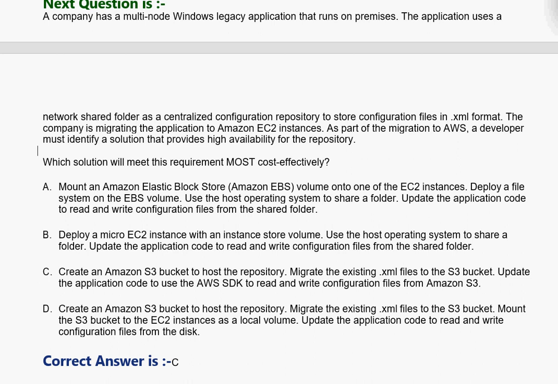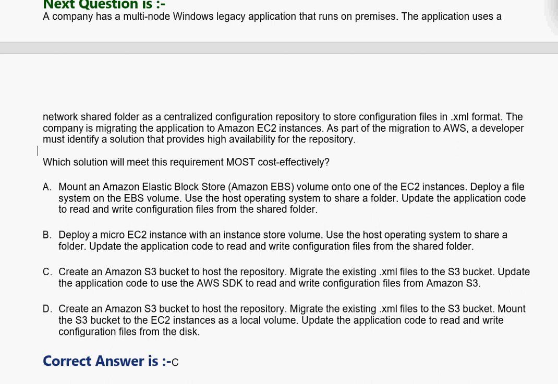Option B. Deploy a micro EC2 instance with an instance store volume. Use the host operating system to share a folder. Update the application code to read and write configuration files from the shared folder. Option C. Create an Amazon S3 bucket to host the repository. Migrate the existing XML file to the S3 bucket. Update the application code to use the AWS SDK to read and write configuration files from Amazon S3.